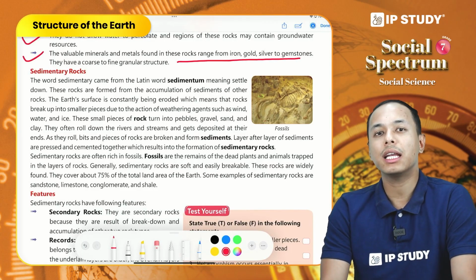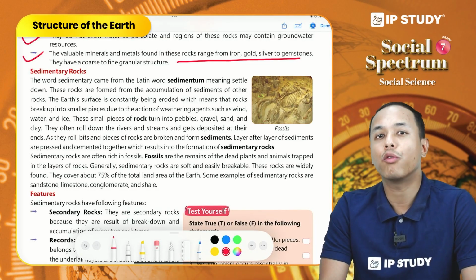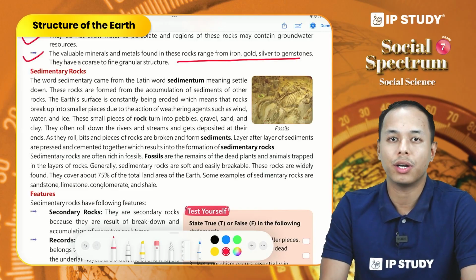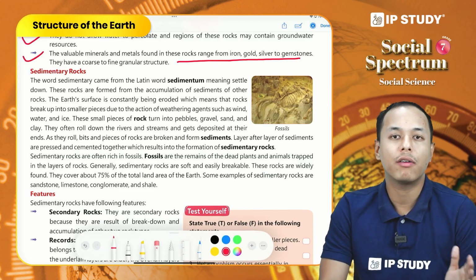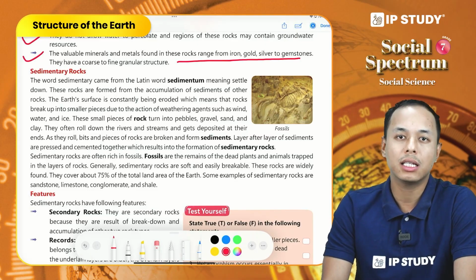One thing we have to understand, though we do find minerals and metals in these rocks, there are no fossils because they get destroyed. When there is hot lava or magma, it destroys the fossil. So we do not find any fossil in igneous rocks.